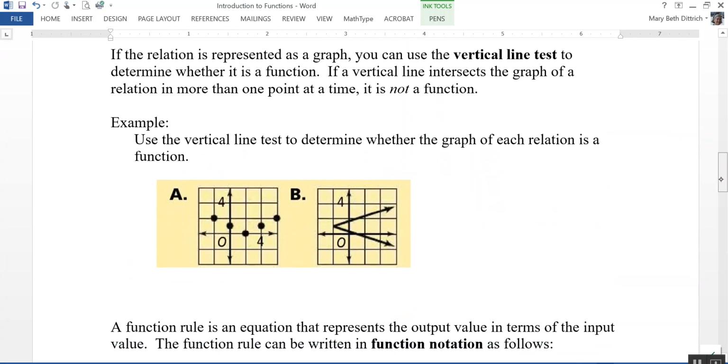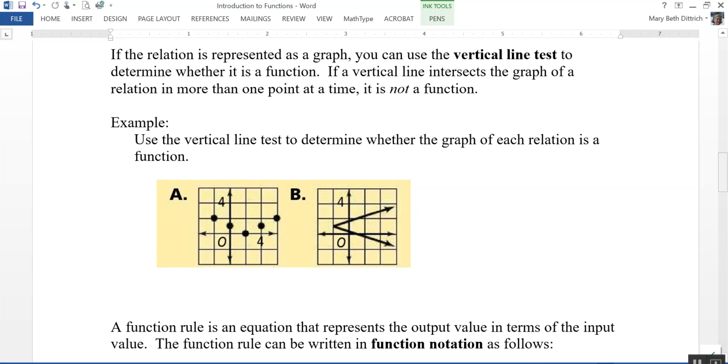If the relation is expressed as a graph, that is, on the coordinate plane, you can use the vertical line test to determine whether or not it is a function. The vertical line test says that if a vertical line intersects the graph of a relation in more than one point at a time, then it is not a function.